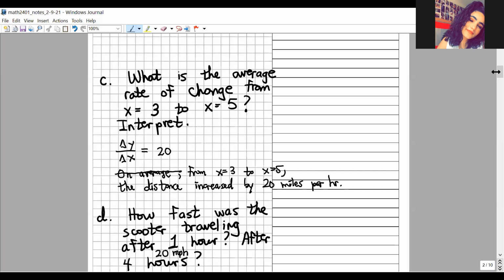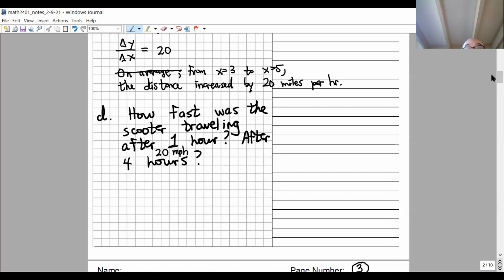By the same token, after 4 hours, when he looks down at the speedometer, what's he going to see? If he looks down after 4 hours, same thing, Damien. Still going 20 miles per hour.